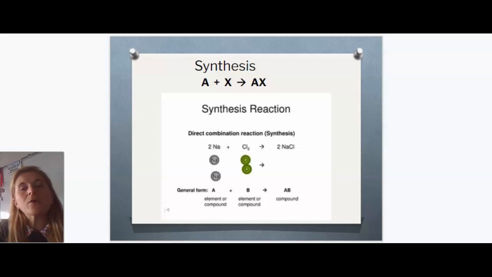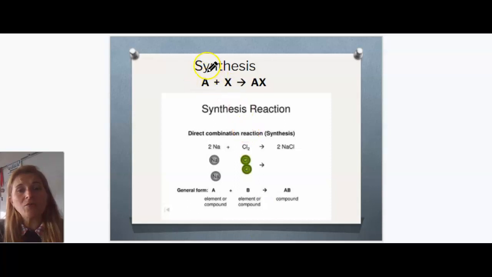Hi guys, in this recording we're going to talk about types of chemical reactions. So we're going to start off with two of the easiest ones. The first one is a synthesis reaction. And this goes along with what we know the word synthesis or synthesize to mean. It means to make something new.